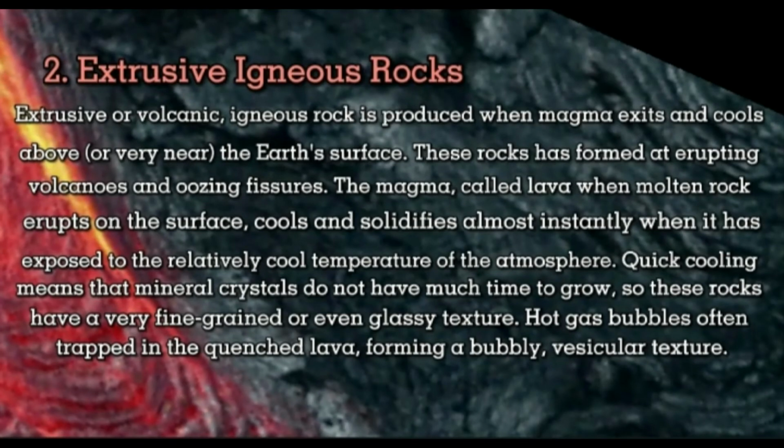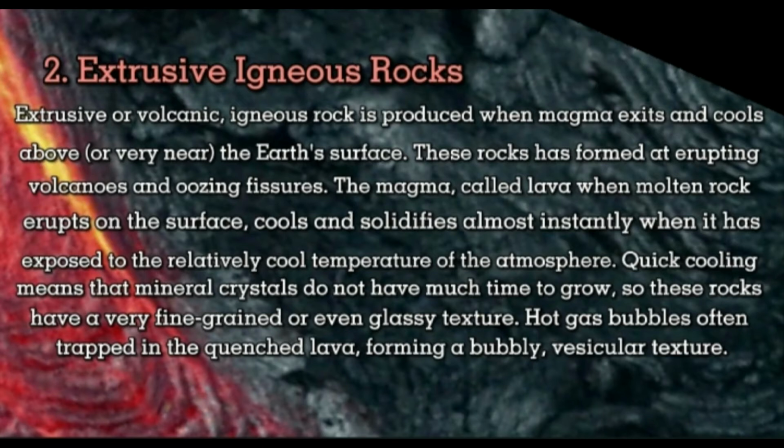Second, extrusive igneous rocks. Extrusive, or volcanic, igneous rock is produced when magma exits and cools above or very near the Earth's surface. These rocks have formed at erupting volcanoes and oozing fissures. The magma, called lava when molten rock erupts on the surface, cools and solidifies almost instantly when it is exposed to the relatively cold temperature of the atmosphere.